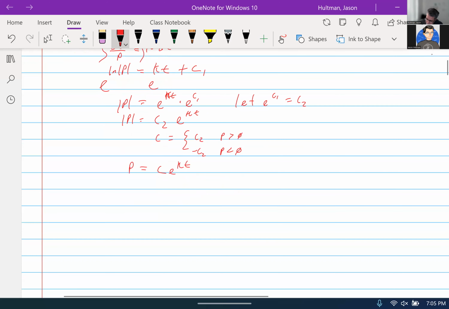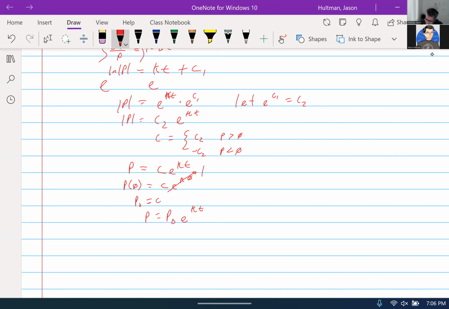We're going to say that at t equals 0, P is equal to P naught. So P evaluated at 0 is equal to c e to the k times 0. This whole exponential goes to 1, so c is equal to P sub 0, which is P naught. That's why we define it that way. So P is equal to P naught e to the kt.